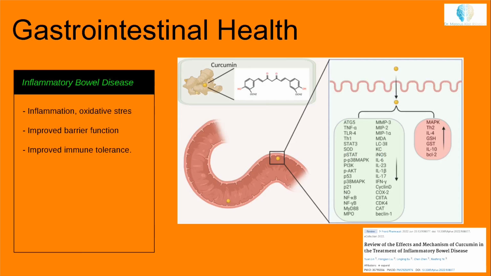Talking a little bit about inflammatory bowel disease, we have benefits on inflammation, oxidative stress, improved barrier function, and improved immune tolerance. Inflammatory bowel disease is an autoimmune disease where the immune system attacks the owner's body. Immune tolerance is the capacity of the immune system to not attack the organism. So improved immune tolerance is beneficial when we think about autoimmune processes.